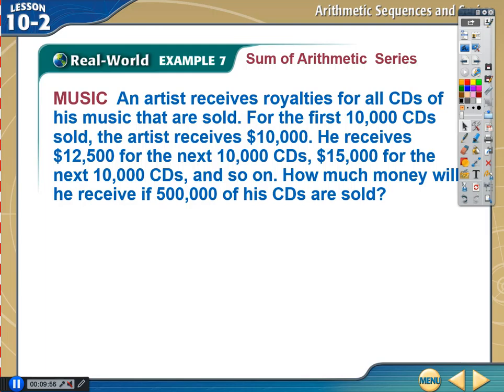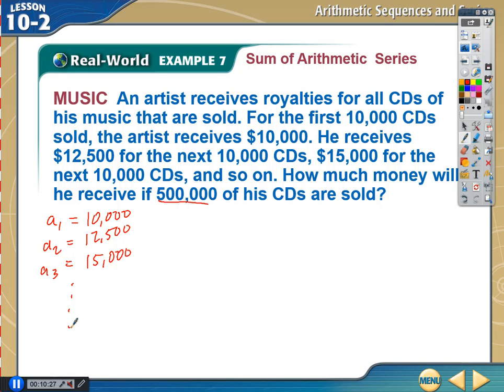So there's my series. What is it? Here I have the first 10,000, a sub 1, I got $10,000. The second 10,000 sold, I got $12,500. The third 10,000, I got 15 grand. Okay? And they want to find out how much if I sold 500,000 CDs. So this keeps going, going, going, going.